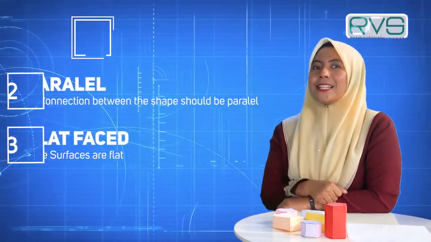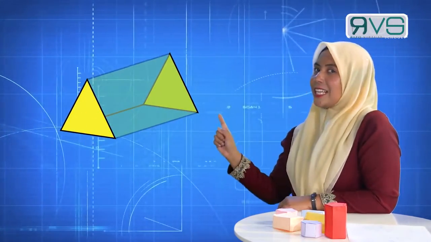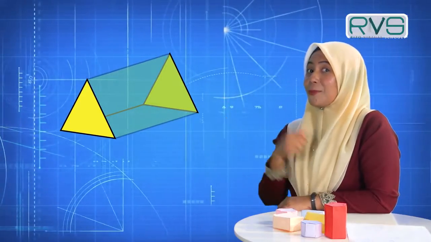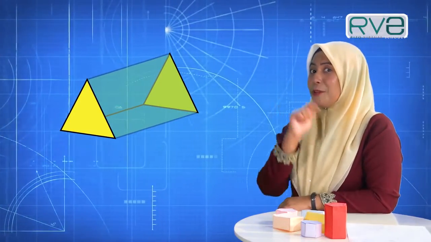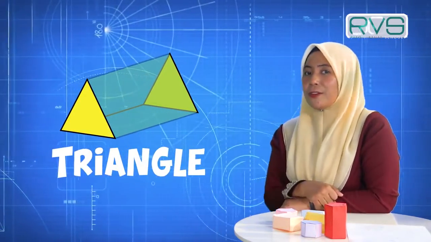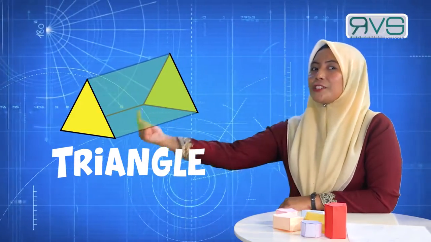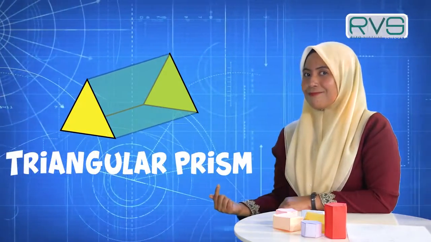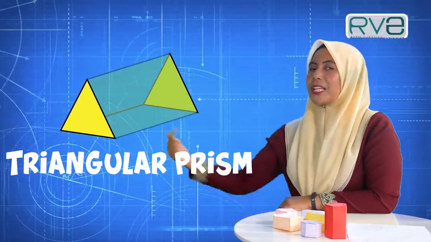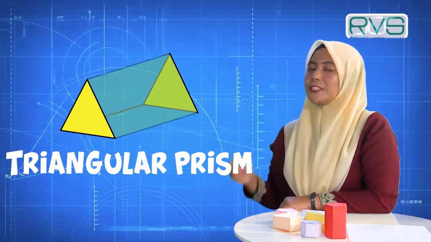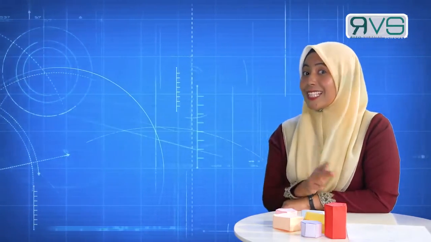Okay, for the first picture, you look at the base, what is the shape? We already showed you before. Triangle, very good. So the name is triangular prism. Spell properly, break it properly: triangular prism. Good. Now we go to the second prism.